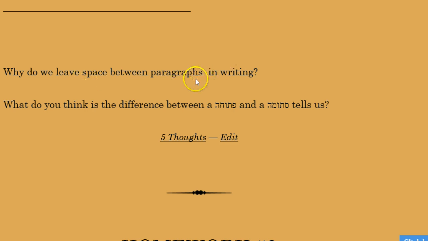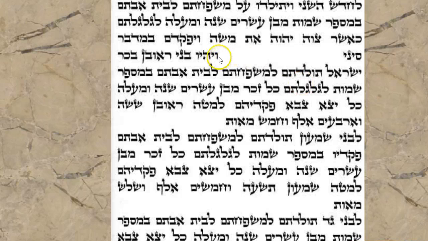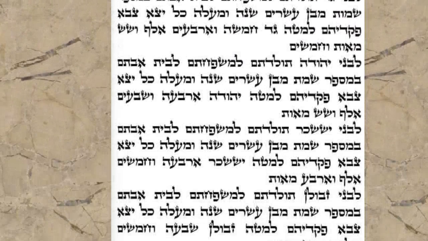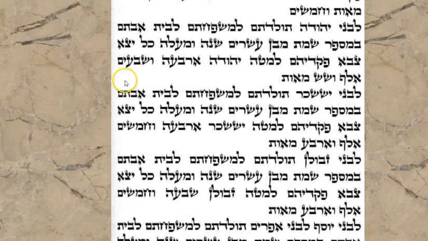What is a paragraph? And then secondly, what do you think the difference is between a closed parsha and an open parsha? What do you think is the difference? What does it mean if it starts on a new line? How is that different than starting on the same line? Do you think that has some kind of meaning, or is it just random? Why would you choose to start a new line and sometimes start on the same line?